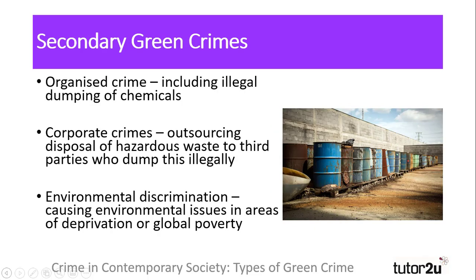Secondary green crimes are often more deliberate in nature. For example, the sale of toxic waste to organised crime syndicates who then dispose of it illegally is one form of secondary green crime. Another form of green crime is also a corporate crime: the sale of waste to private industries, who may then export that to nations with less strict environmental regulations, is another form of secondary green crime. A third form of secondary green crime is environmental discrimination, using up the resources of those in areas of deprivation rather than targeting those in more affluent areas. For example, placing refuse collection areas in areas of high economic deprivation, or shipping waste from the UK to the developing world.